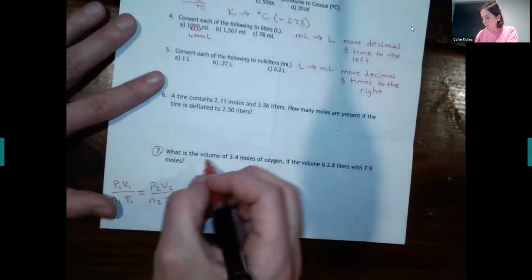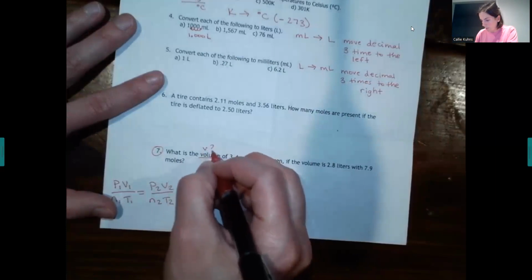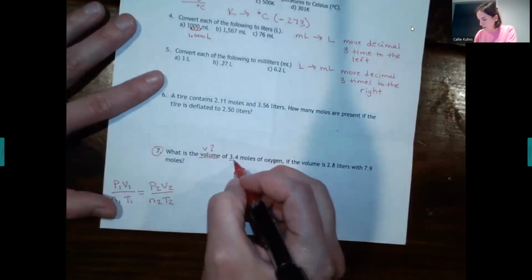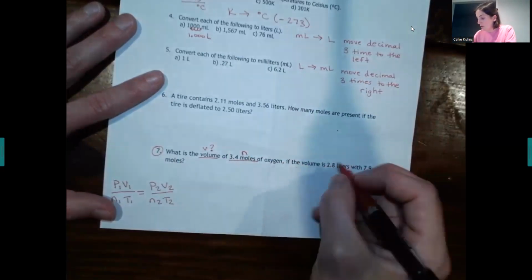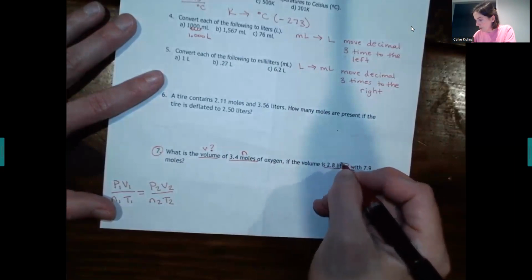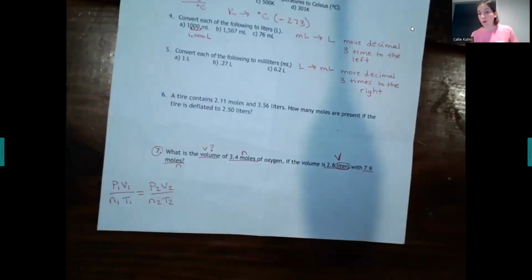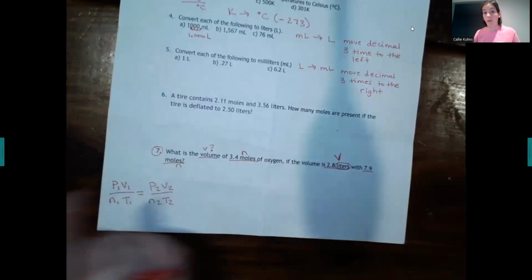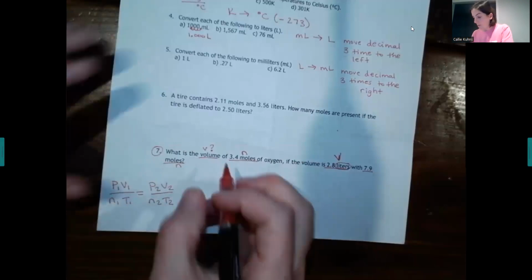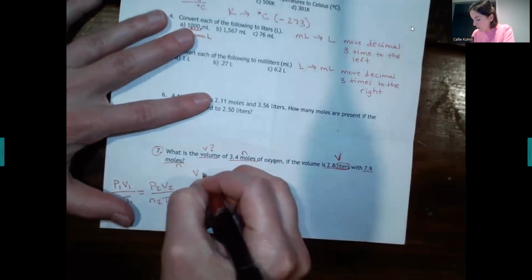It says, what is the volume of 3.4 moles? So remember, moles is represented by the letter N. If the volume is 2.8 liters, so the unit here is liters, liters is a volume, with 7.9 moles. So there's another moles. All right, so again, first thing you do with these problems, underline and identify what variables you have. Okay, so here we're looking for a volume, so I'm going to put volume equals X. I don't know if it's 1 or 2 yet, so we'll keep going and figure that out.